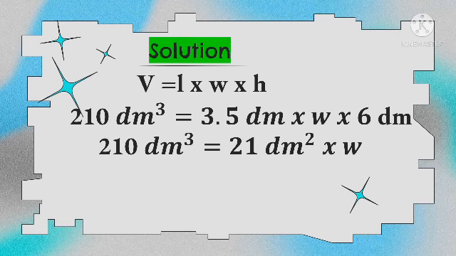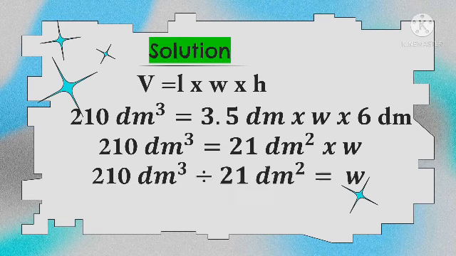So, ganun din, i-divide lang din natin yung 210 cubic decimeters sa 21 square decimeters to find the width of the box. So, ang nakuha nating width is 10 decimeters. Okay?